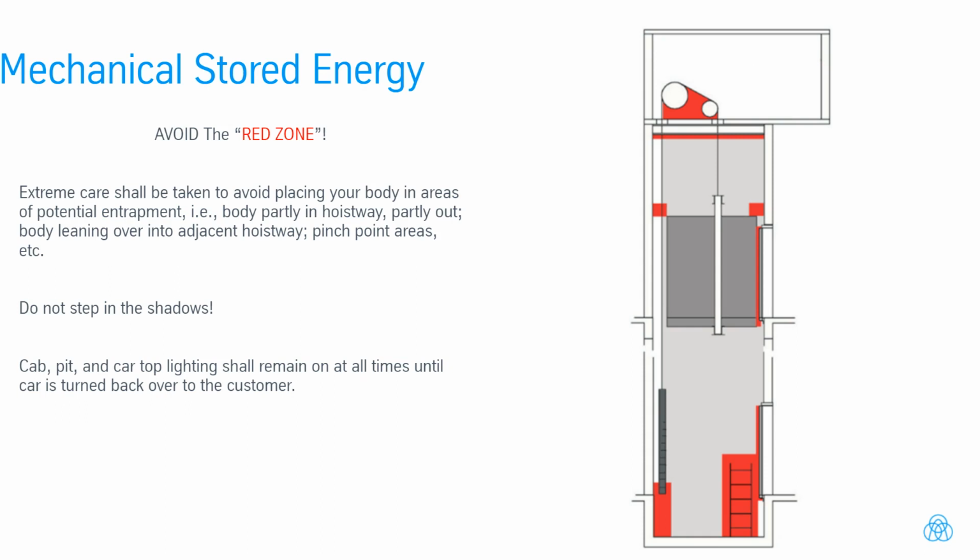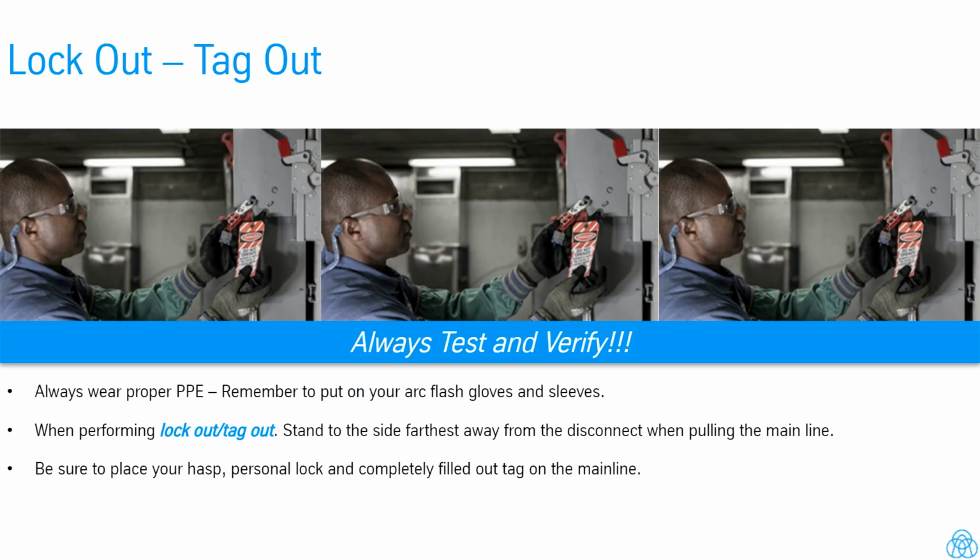Extreme care shall be taken to avoid placing your body in areas of potential entrapment, i.e., body partly in hoistway, partly out, body leaning over into adjacent hoistway, pinch point areas, etc. Do not step in the shadows. Cab, pit, and car top lighting shall remain on at all times until the car is turned back over to the customer.